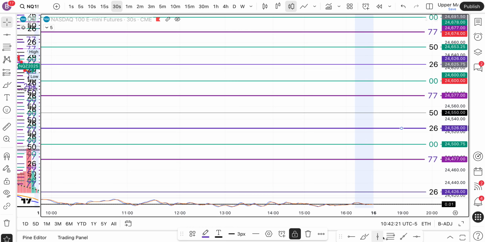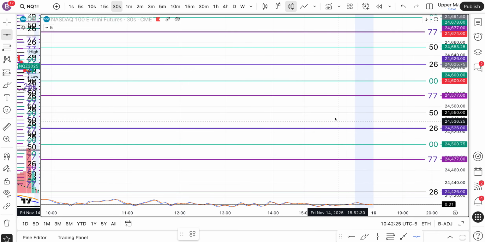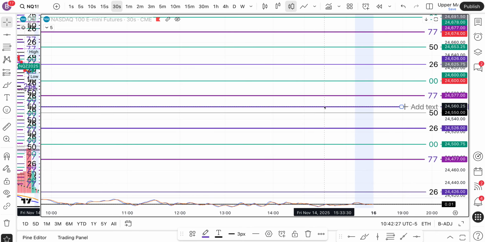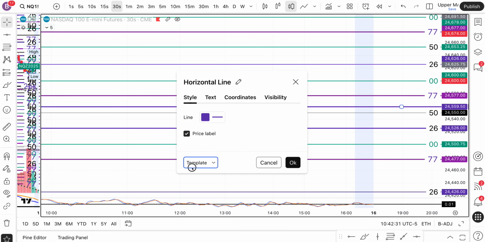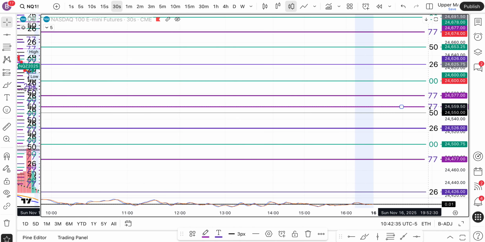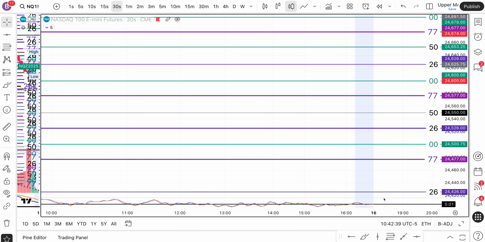And if I come up to a level, let's say this is a new 77 area I'm putting in, I'll just click that horizontal line, double click it, hit 77 on my template, and boom, it says 77 and it's got the right thickness and the right color. Okay, so that's a quick and dirty way of getting my new lines up on the chart as price begins to enter into new territories.